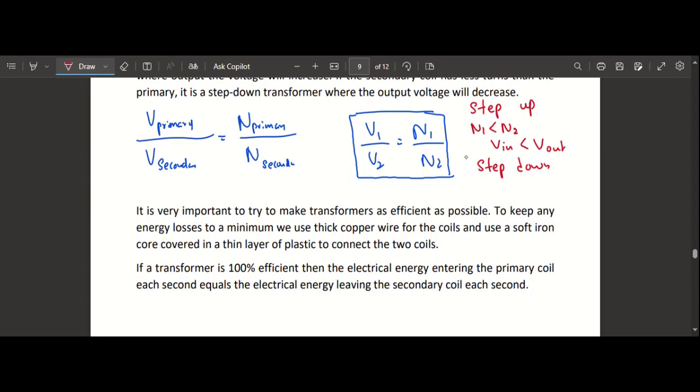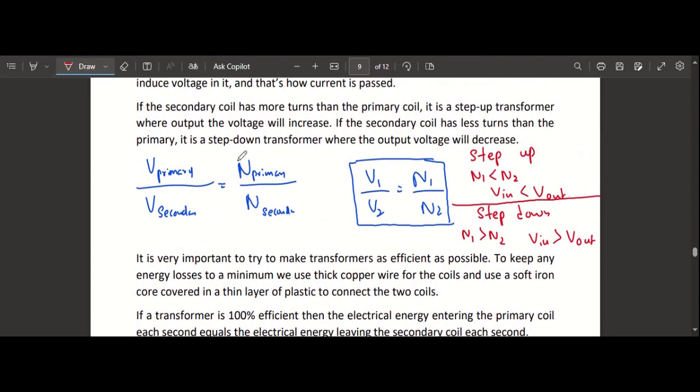N1 is greater than N2. So then V input is greater than V output. So what is this? Step up and step down is mentioned here. It's the same thing mentioned there. If the secondary coil has more turns, then it is a step up transformer where the output voltage is increased. If the secondary coil has fewer turns than the primary, it is a step down transformer where the output voltage is decreased.